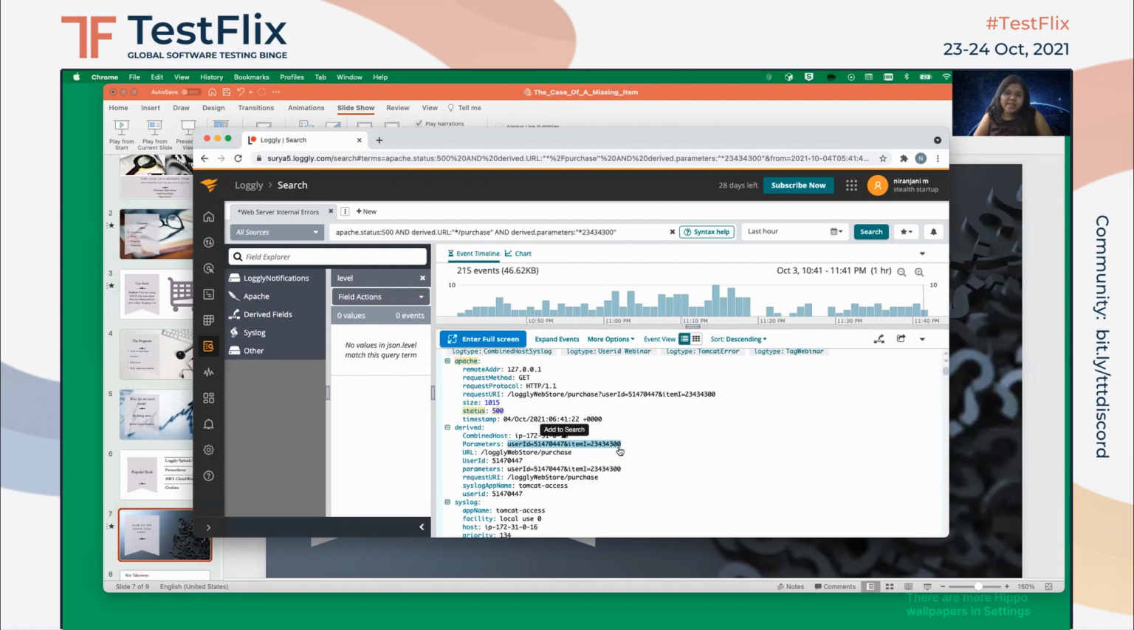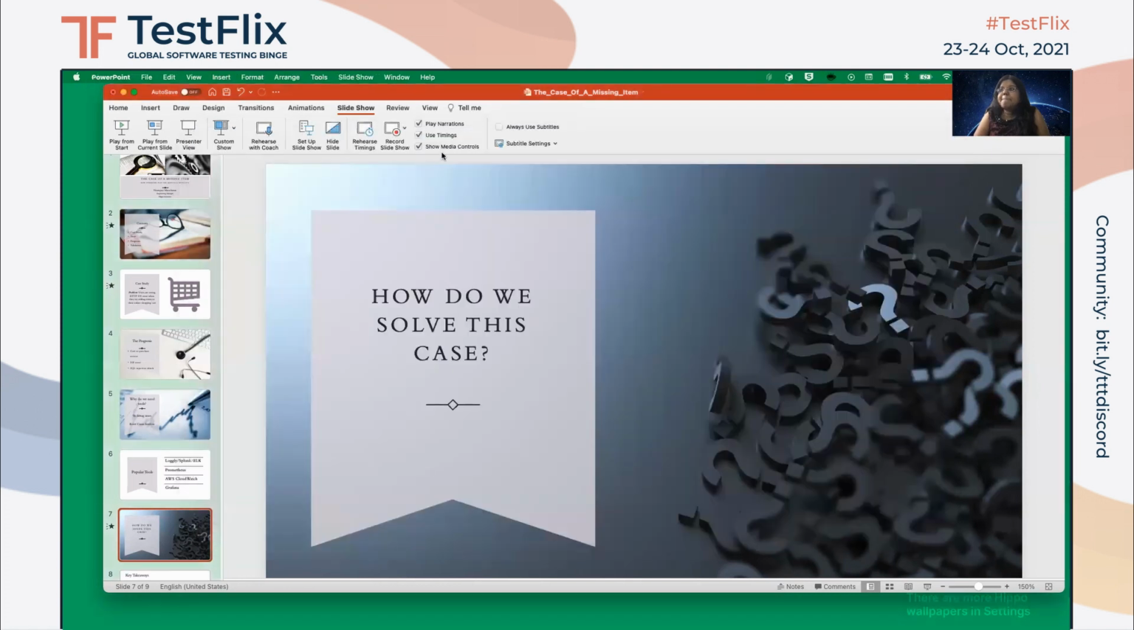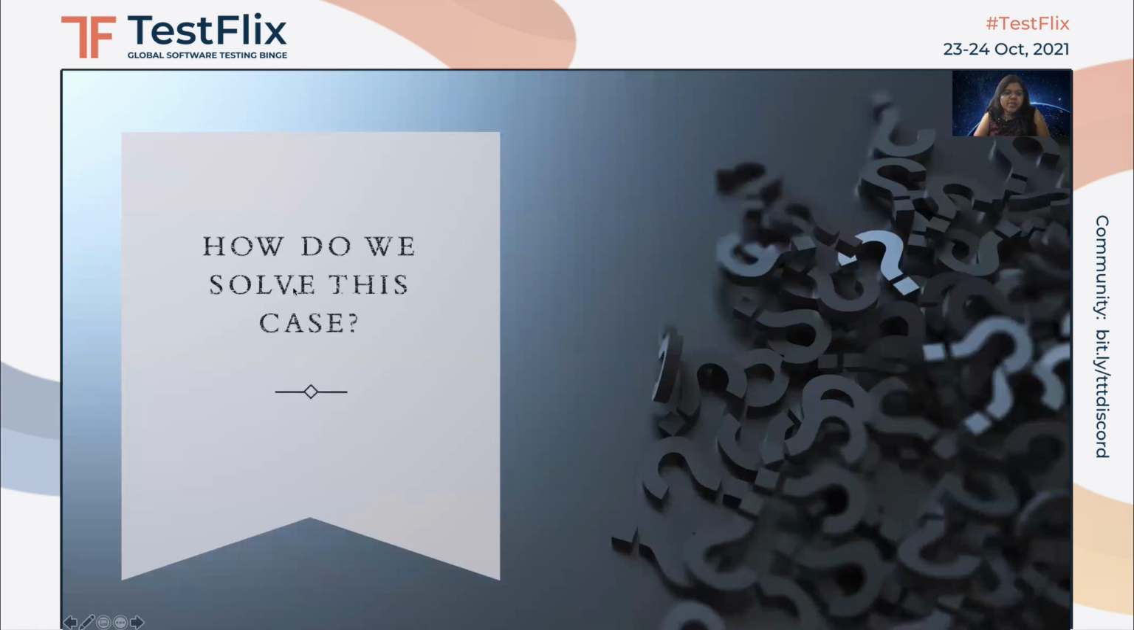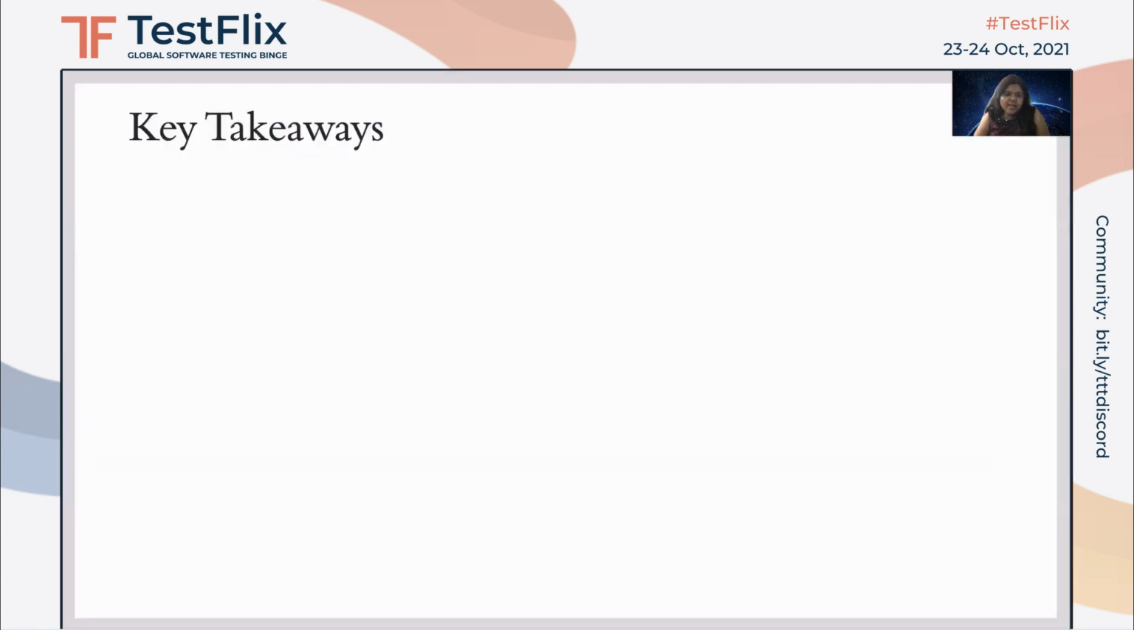So now the development team can potentially look into, maybe this item ID was malformed and that's why it didn't get inserted into the database, throwing this HTTP 500 error. Okay, now let's go back. So we just solved this case.